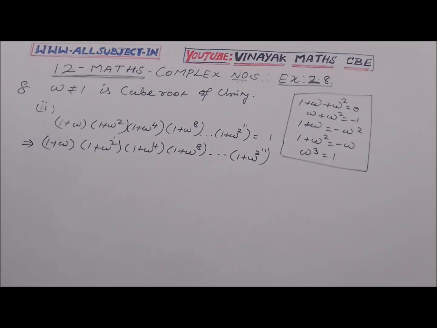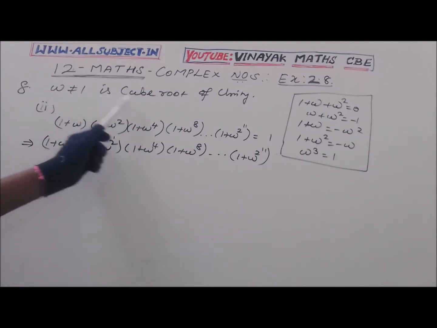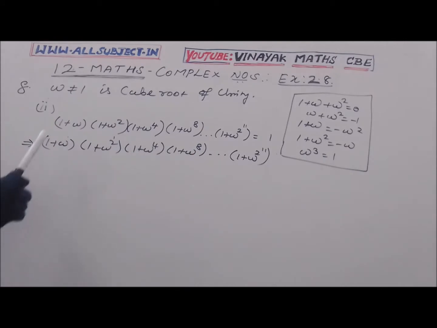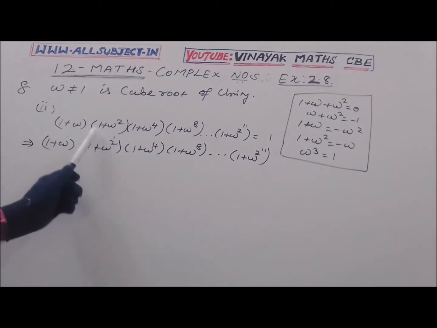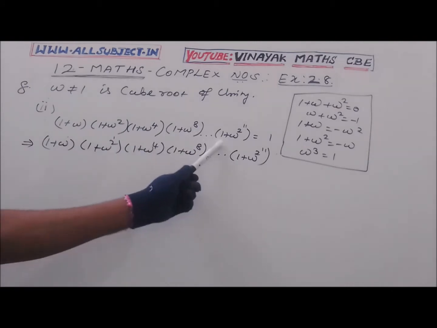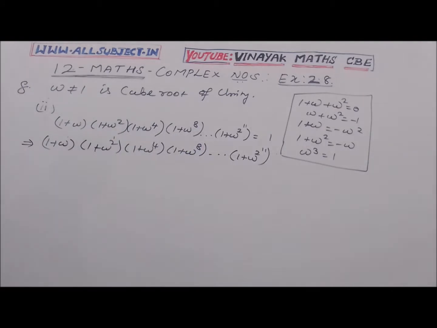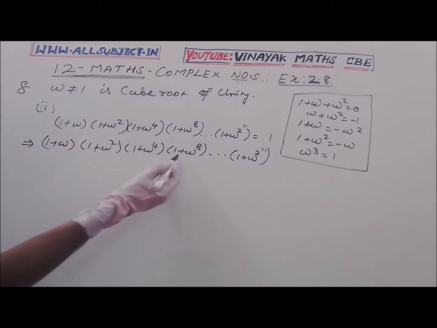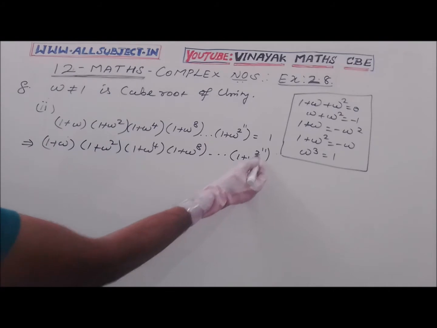Question number 8, subdivision number 2. If omega is not equal to 1 is a cube root of unity, then show that (1 plus omega) into (1 plus omega square) into (1 plus omega power 4) into (1 plus omega power 8) etc. up to (1 plus omega power 2 power 11) equal to 1. Now I have taken the LHS: 1 plus omega power 2, omega power 4, omega power 8, etc., up to omega power 2 power 11.